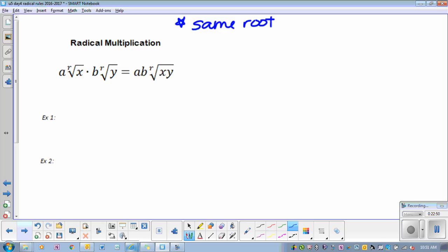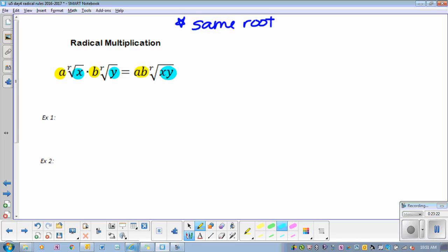And here's the other thing. You can multiply your outsides together. See how it's A, B, right? And you need to multiply your insides together. So outside times outside, and then inside the radical times the inside of the radical. You can't flip-flop. You can't multiply outside times inside, okay?